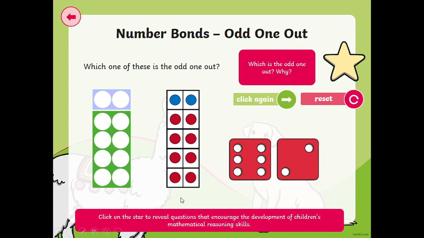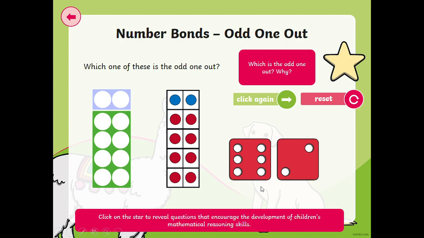Let's have a look at this one. So we've got how many here? 8. Well done. How many here? 2. 8 add 2 makes 10. So is that the odd one out? No, you're right.